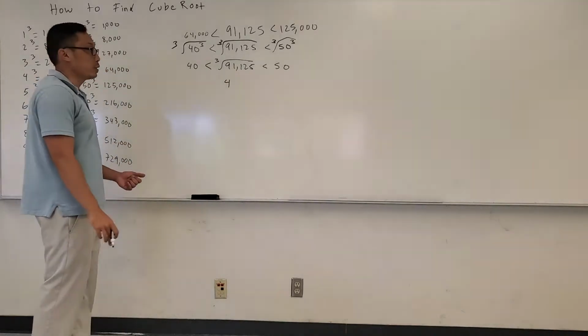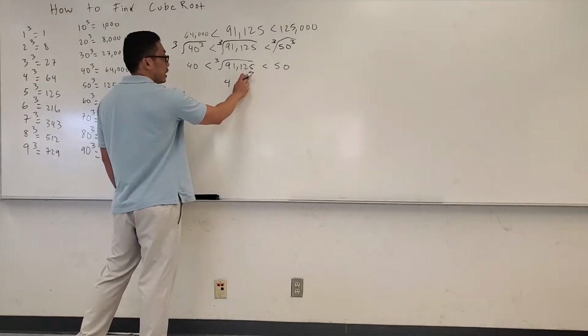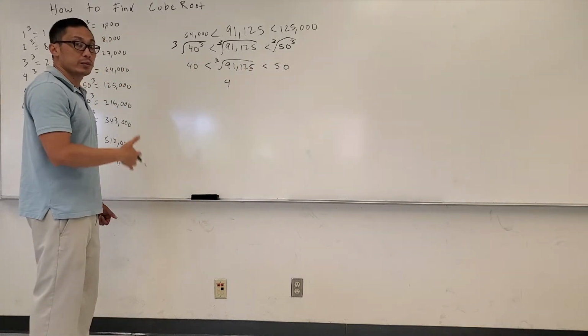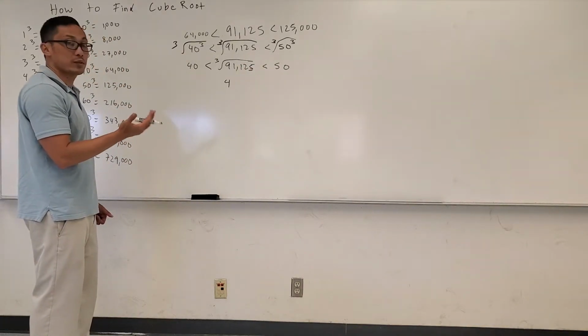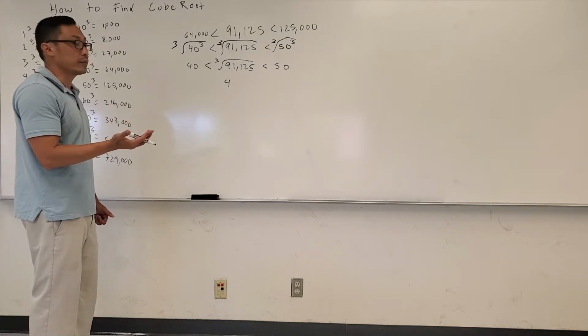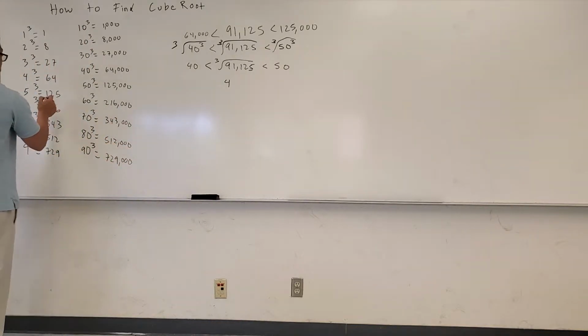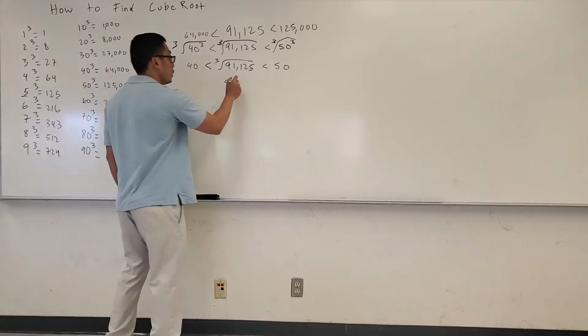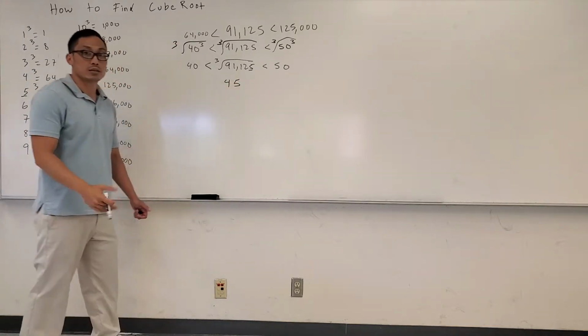Now to get the next number, I just have to look at the last number, which is 5. So what number did I cube to get 5 as the last digit? I know 5 times 5 times 5 is 125. So look at this, it's 125. So what number did I cube to get a 5? Isn't it 5, right? So we just look at the ones place, and in this case, 125 ends in a 5, so it has to be a 5. Okay? So now I know this is 45. That's it.